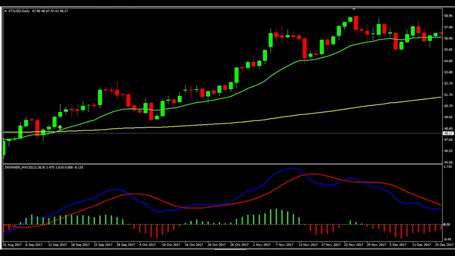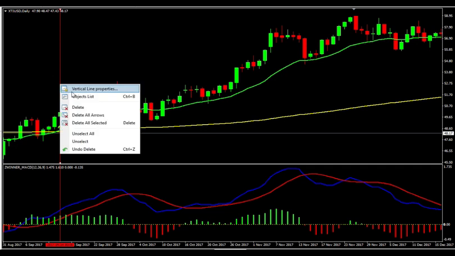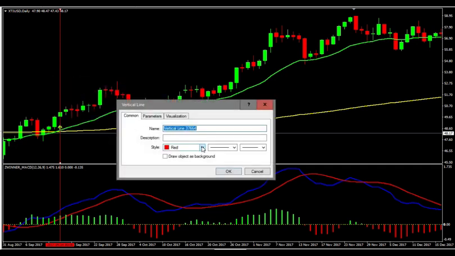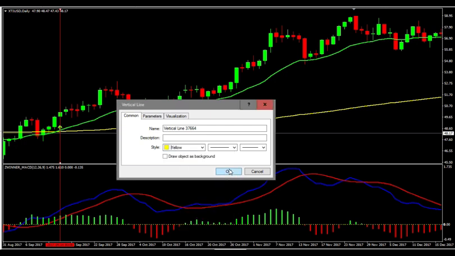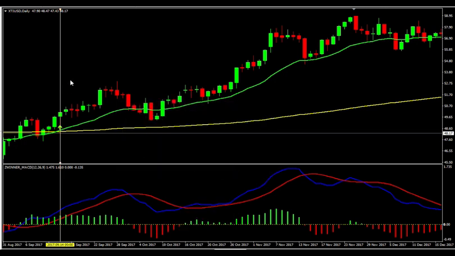Let's put a line on this arrow. Look below. Let's change the color of the vertical line into yellow so that it's easily visible on the black background. Now we got the signal here to go long, and the histogram is also telling us the market is in an uptrend.